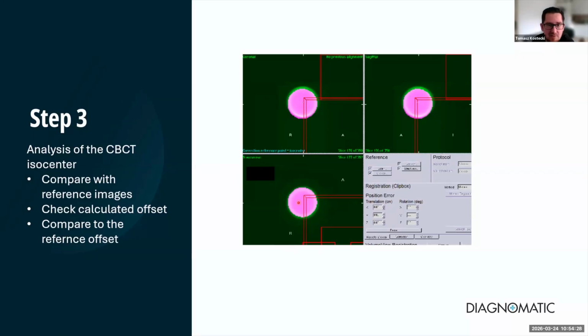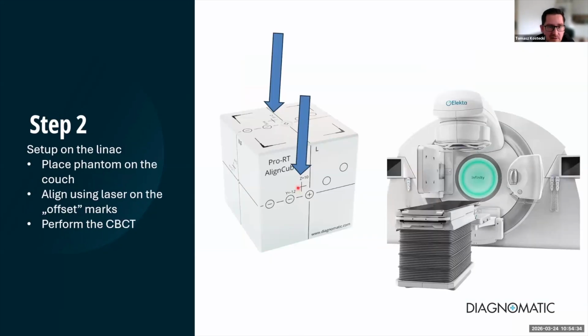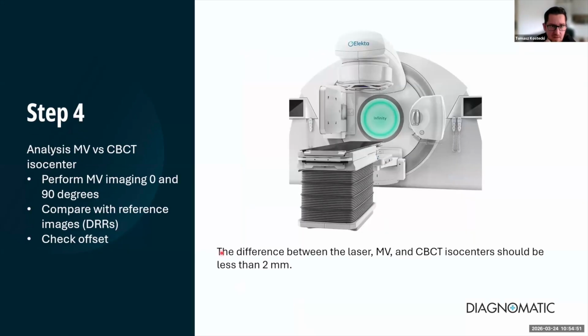If you align them correctly, you should get the offsets that are exactly the same as the values that the offset marks are moved to. Okay.